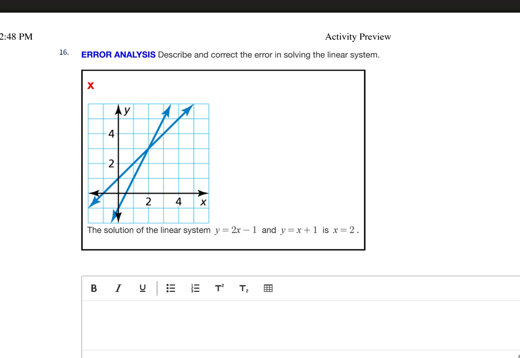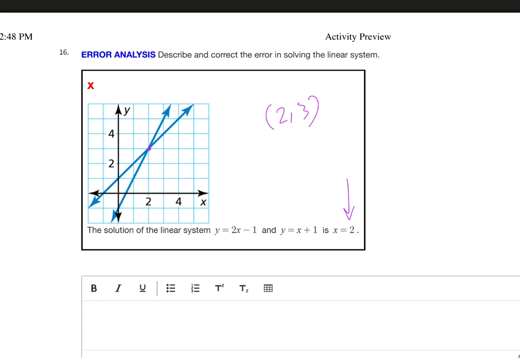Okay, describe the error, correct it. Okay, well, first thing, the solution is never just going to be, hey, x equals 2. Because where does x equals 2? Well, it would be this entire line. So it's not that. The answer could be 2, 3. And here's what I'm going to do.